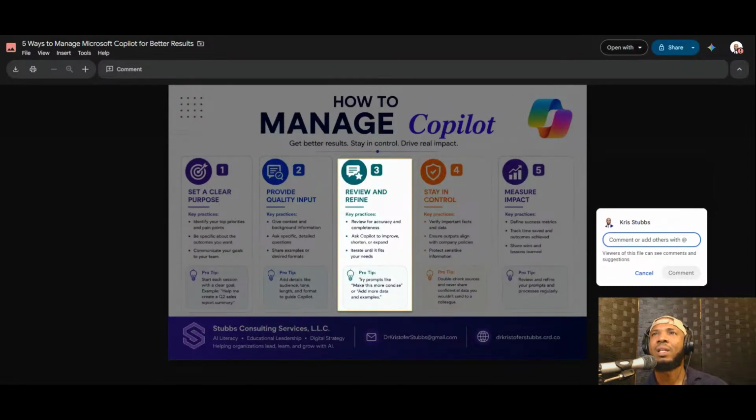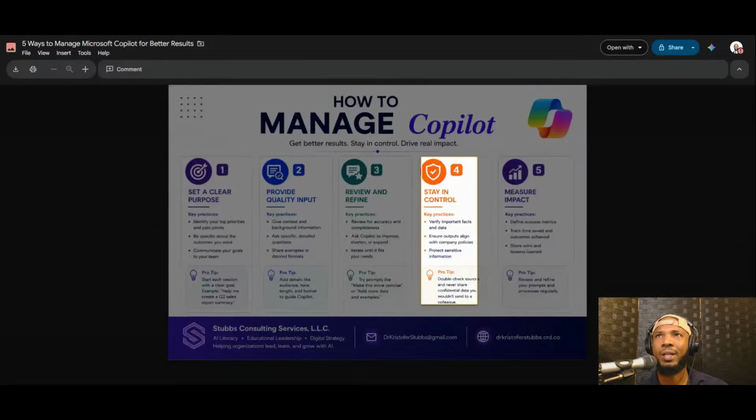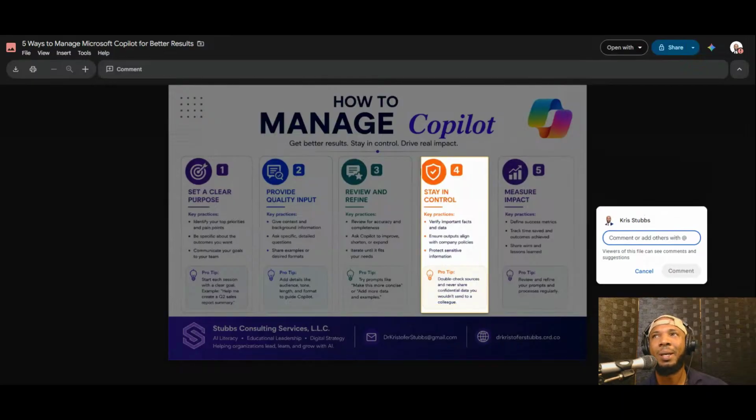So be mindful that you make sure those prompts are concise. They're adding data and examples, because that's going to be key to being sure you're clear about what you want it to actually produce. Now, the fourth part here is staying in control, right?